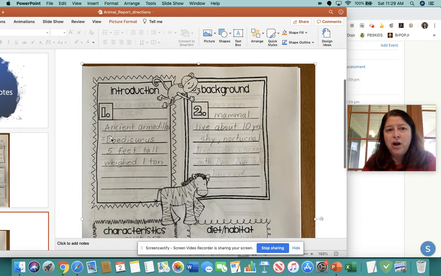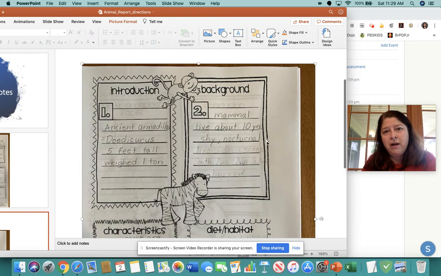And they were called, oh, you know what? I put this in my booklet, Dedicarus. And guess what? They were 5 feet tall. That's as tall as I am, but they weighed 1 ton. And I was so fascinated by that information. I thought that would be good to put in my introduction.